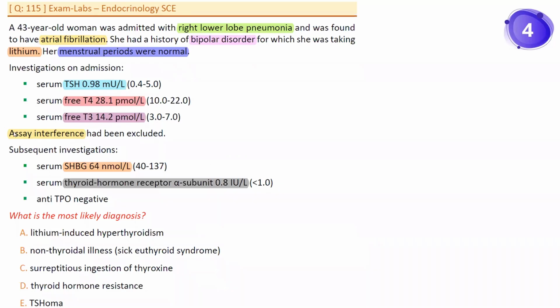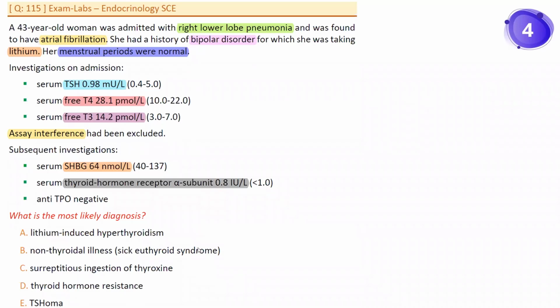The first step, please exclude assay interference. So in the scenario they mentioned that assay interference has been excluded. Subsequent investigation: sex hormone binding globulin is normal, thyroid hormone receptor alpha subunit is normal, anti-TPO is negative. What is the most likely diagnosis? Thyroid hormone resistance. So this is a case of central thyrotoxicosis, TSHoma versus thyroid hormone resistance. As assay interference is excluded and the alpha subunit is normal, we can exclude the TSHoma. So the best answer is thyroid hormone resistance.